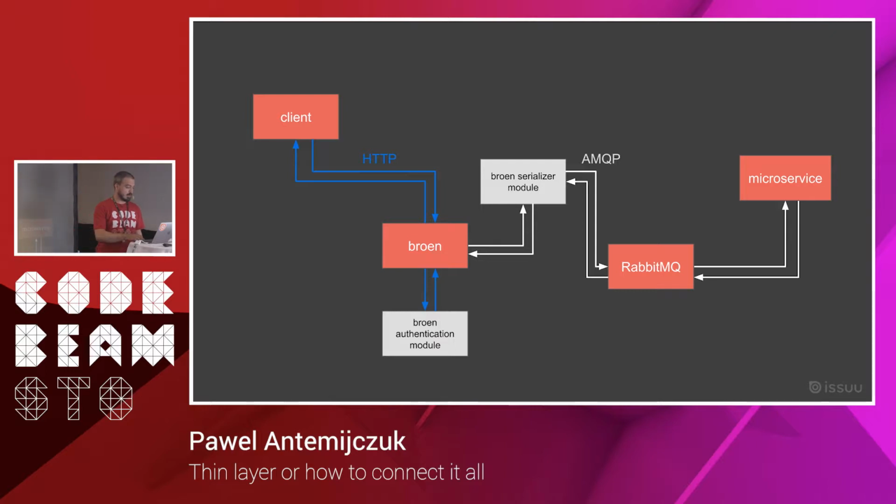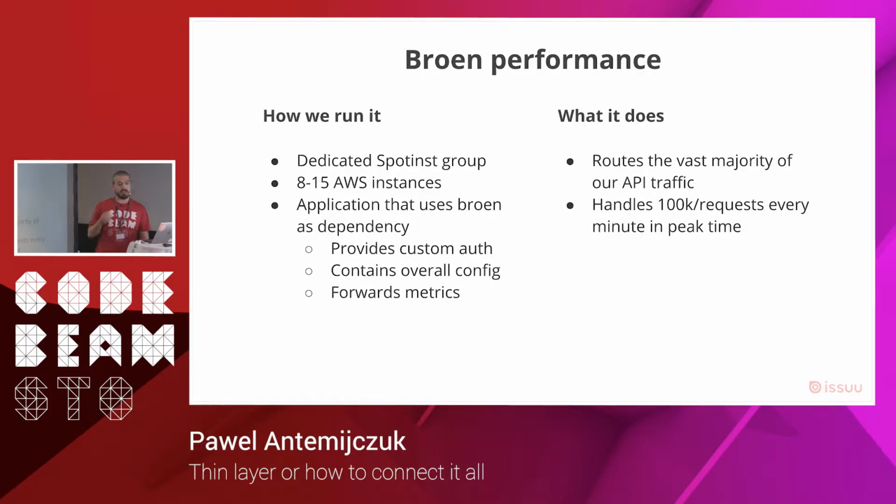Pretty simple. So the way we run it is that we have an application that we call the thin layer, which uses Broen as a dependency and configures it. It sets up everything that it needs to run. So it has our custom authentication module. What it actually does in our case is an RPC call to a separate authentication service somewhere else. It contains all the configuration needed, and it has an application that also takes these Folsom metrics and forwards them to our Graphite.